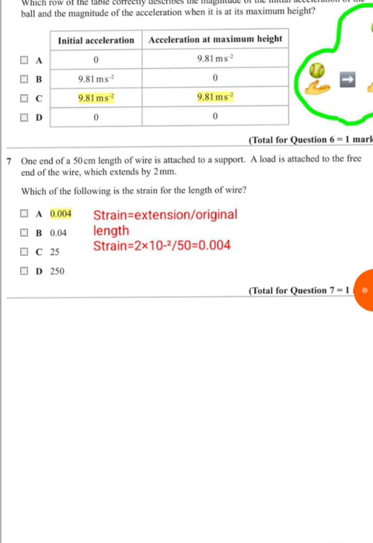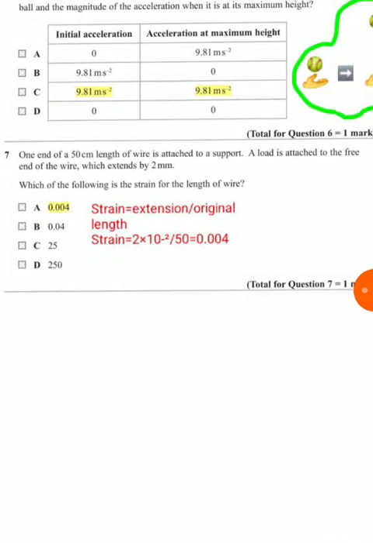Okay, then question number 7. One end of a 50 centimeter length of wire is attached to a support. A load is attached to the free end of the wire, which extends by 2 millimeters. So mark it: 50 centimeters is the original length, and the extension is 2 millimeters. Which of the following is the strain for the length of the wire?